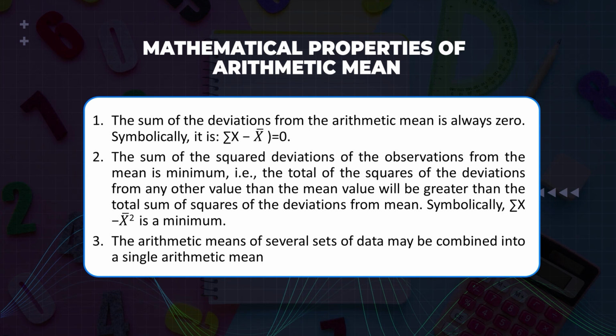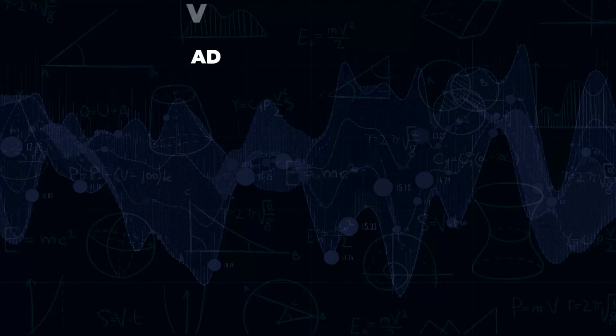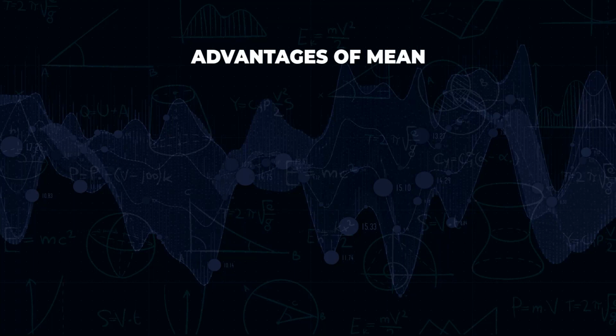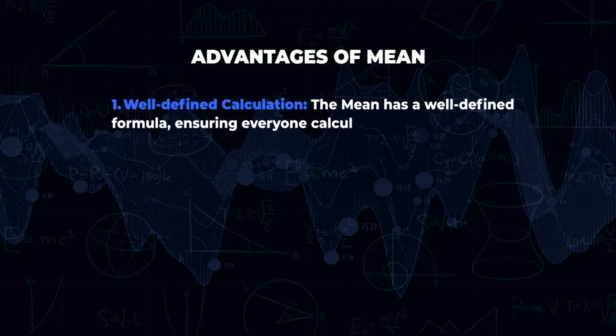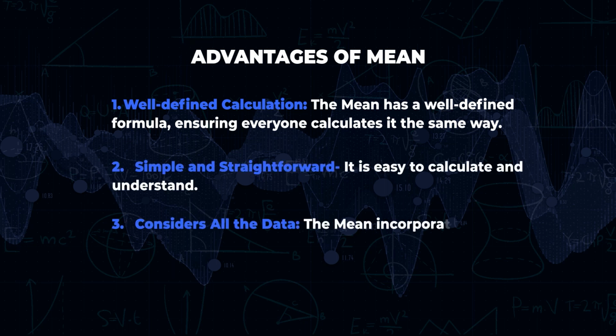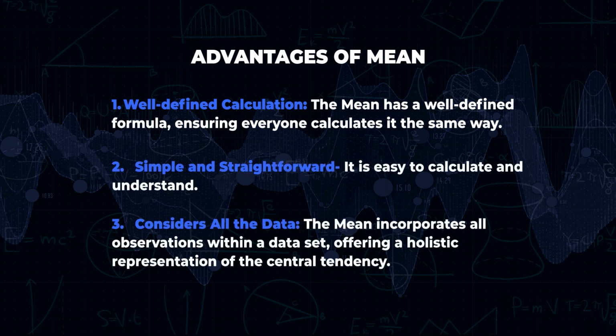And the third, the arithmetic means of several sets of data may be combined into a single arithmetic mean. So let's see the advantages of mean. It is a well-defined calculation, simple and straightforward. It considers all the data. That means the mean incorporates all observations within a data set, offering a holistic representation of the central tendency.